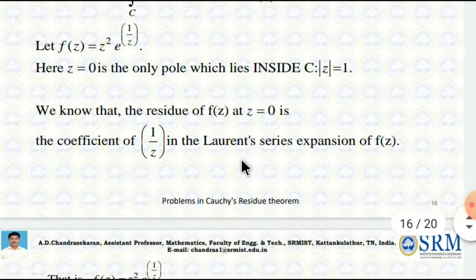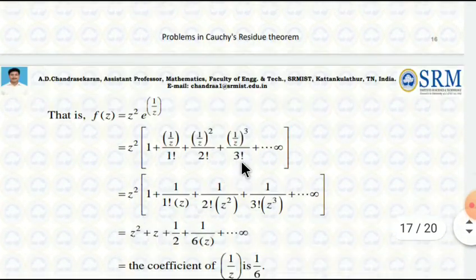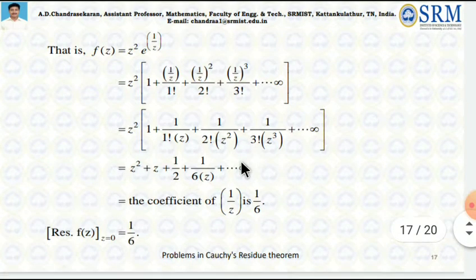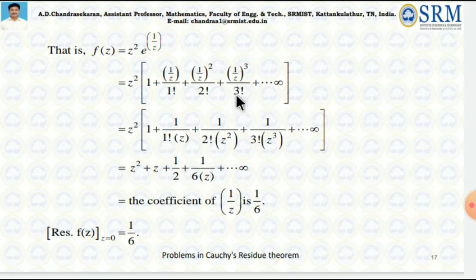Let us expand z squared e to the power 1 by z. How to expand it? Yeah, z squared is fixed here. I would like to use the exponential series, in the place of z is 1 by z. So 1 plus (1 by z) by 1 factorial plus (1 by z) whole square by 2 factorial plus (1 by z) whole power 3 by 3 factorial plus etc. up to infinity. That means 1 plus 1 by 1 factorial with z in the denominator, z square in the denominator, z cube in the denominator. Let's multiply z square into the terms.